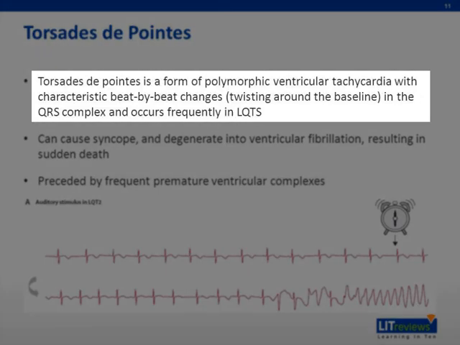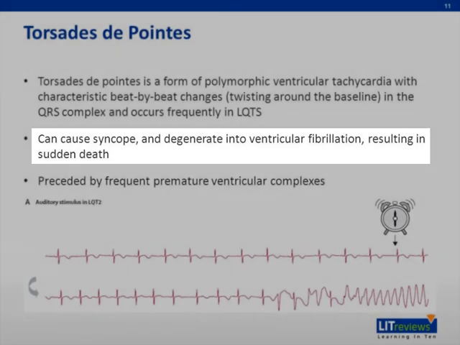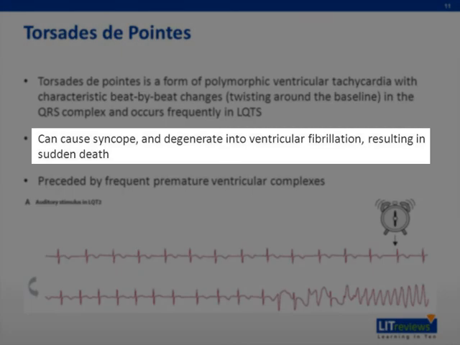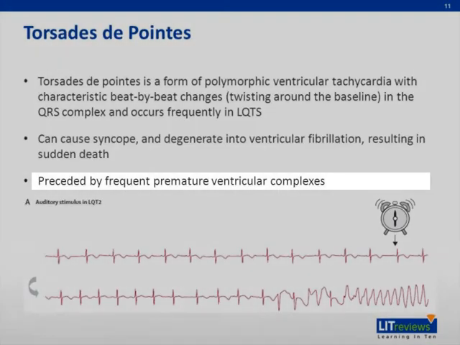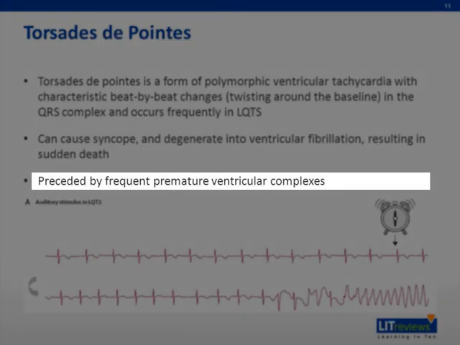Torsades de Pointes is a form of polymorphic ventricular tachycardia with characteristic beat-by-beat change, or twisting around the baseline, in the QRS complex, and occurs frequently in patients with long QT syndrome. Torsades de Pointes is literally translated as twisting of the points. This can cause syncope and degenerate into ventricular fibrillation, resulting in sudden death. Torsades de Pointes is typically preceded by frequent premature ventricular complexes.